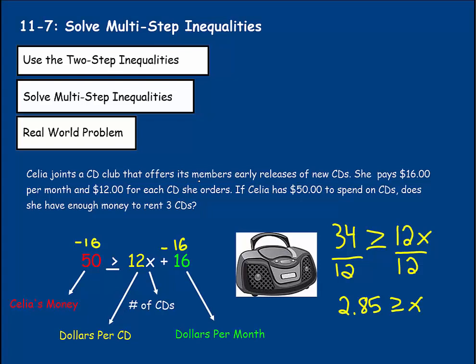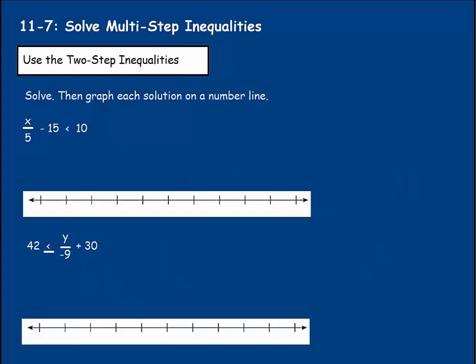So let's try a few of these two-step inequalities. It says solve, then graph each solution on a number line. We have x over 5 minus 15 is less than 10. So if we can get the x over 5 by itself by adding the 15 to both sides, and that will get rid of these numbers over here. So 10 plus 15 is 25. X divided by 5 is less than 25.